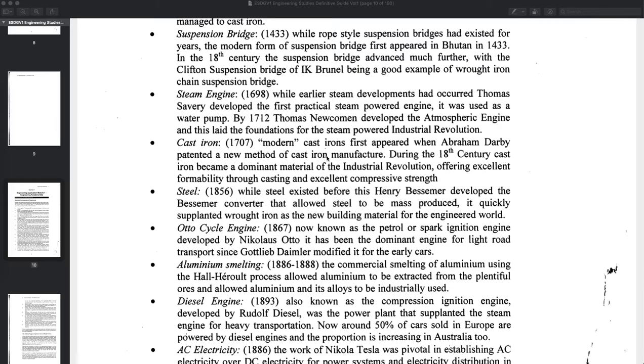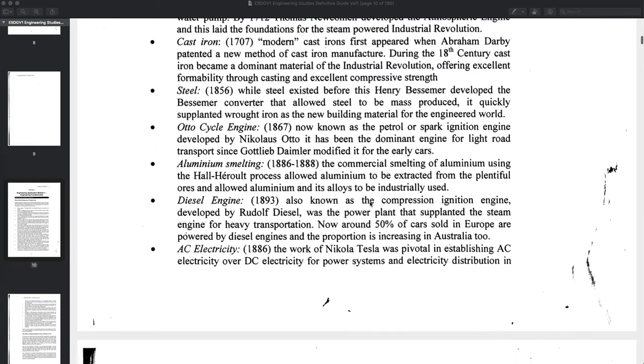Cast iron is also really important in the commercialization of and mass-produced products. So things like cast pots, which once would have been a very, very expensive heirloom object, was now something that was much more affordable and readily available for a growing population.